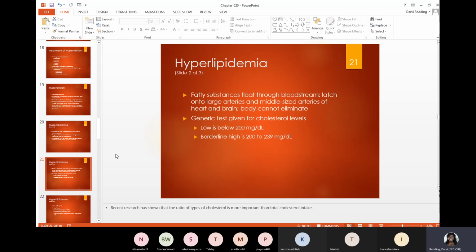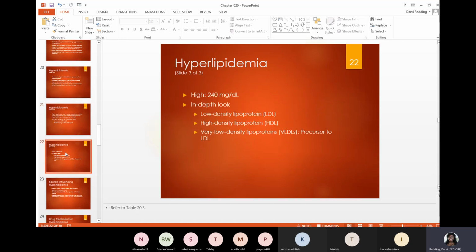So recent research has shown that the ratio of the types of cholesterol is more important than the total cholesterol intake. And when they check their cholesterol, they also continue to either have the patient make some modifications in their diet, how they're eating, exercise, or if it's really out of hand, the physician might prescribe medication. And so with hyperlipidemia, that's where their cholesterol levels would be higher than 240.